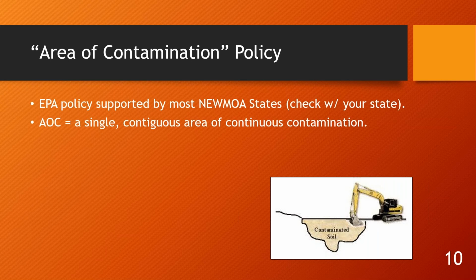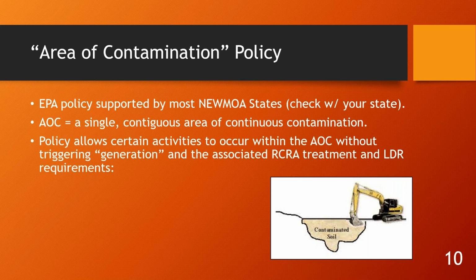The area of contamination is a single contiguous area of contamination. The reason why this is significant is because you can move waste around within an area of contamination without triggering the RCRA requirements. Now, in our diagram, it's one continuous soil pile that is contaminated, and then outside of that soil pile, everything is actually clean.